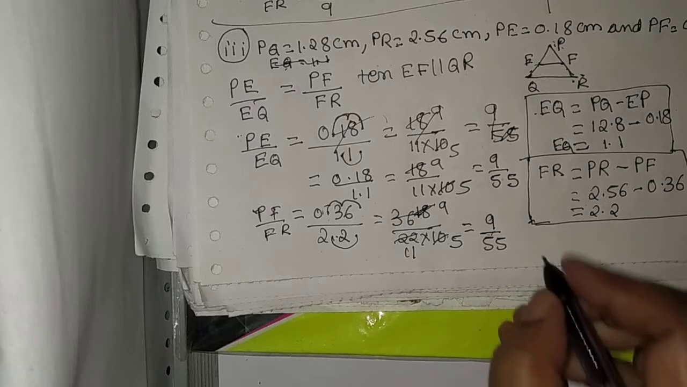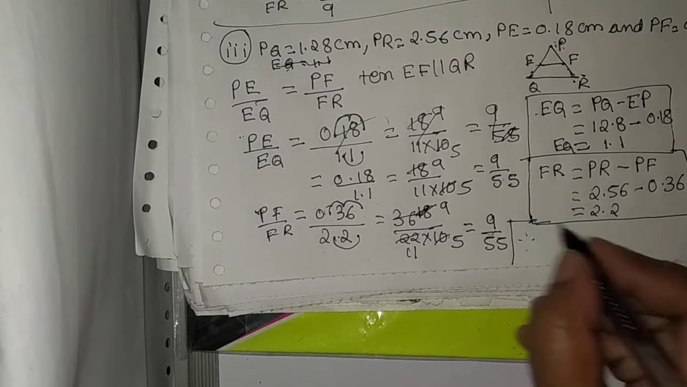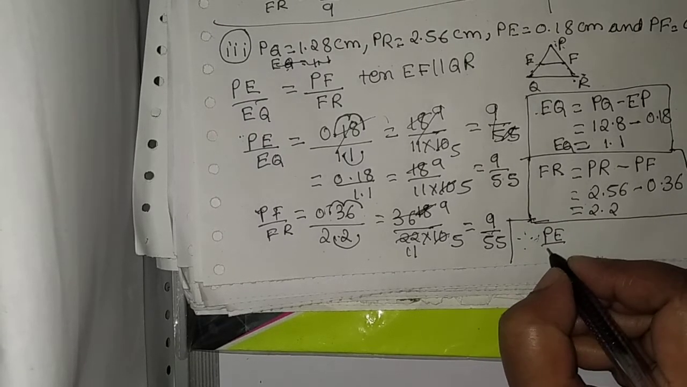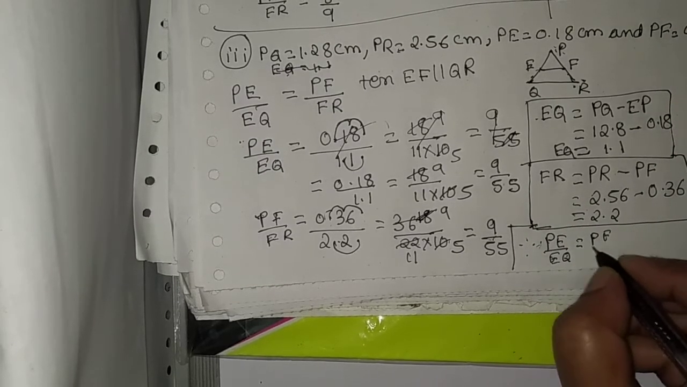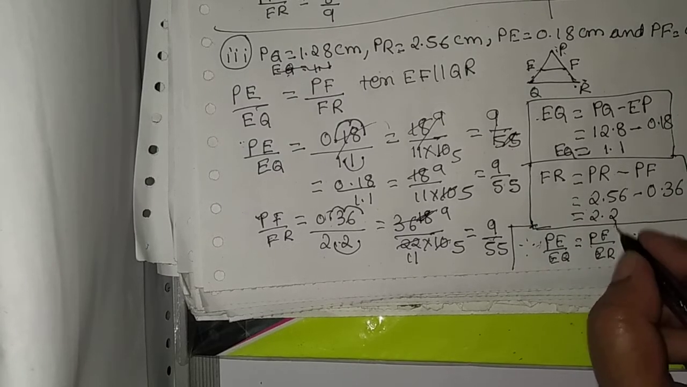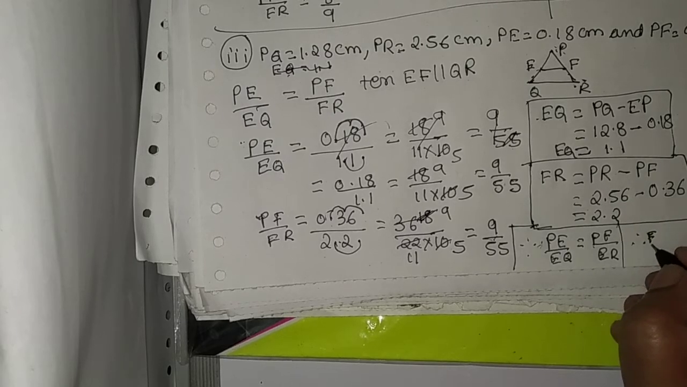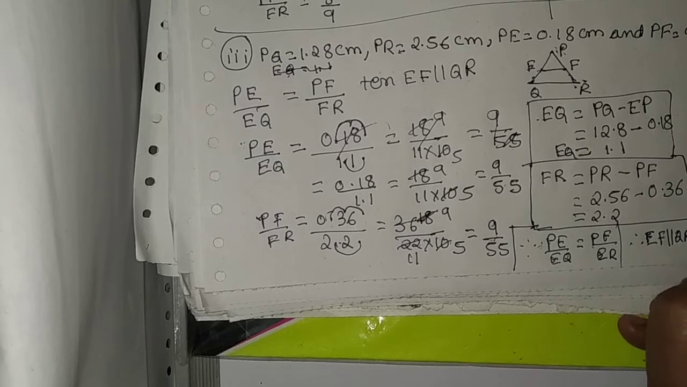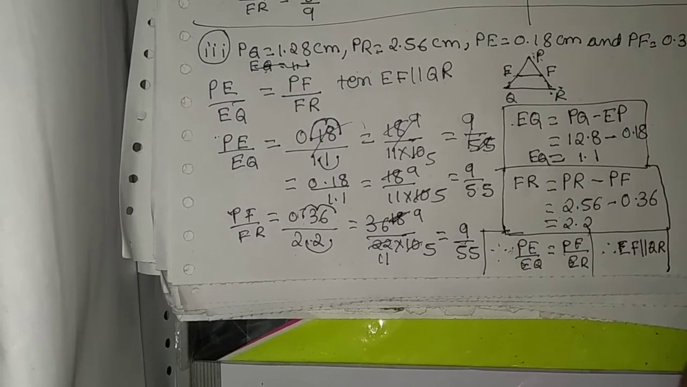So what is the final conclusion? The final conclusion is PE by EQ equal to PF by FR. Finally we have EF parallel to QR. This is the solution for the third sub problem. So we got all the 3 solutions.